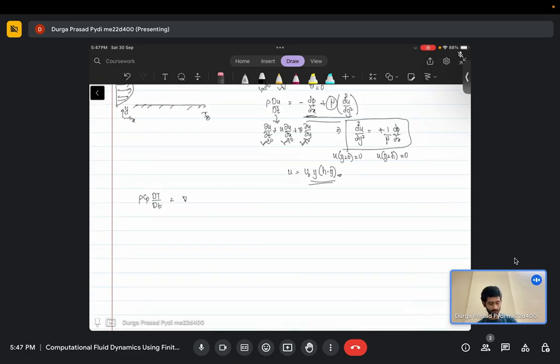The energy equation comes out as rho Cp dT/dt, where capital T is your temperature. Then we have del dot k del T, and then we also have some source terms. This is essentially because of your viscous dissipation. Previously we used the notation phi, so this phi is essentially the viscous dissipation.